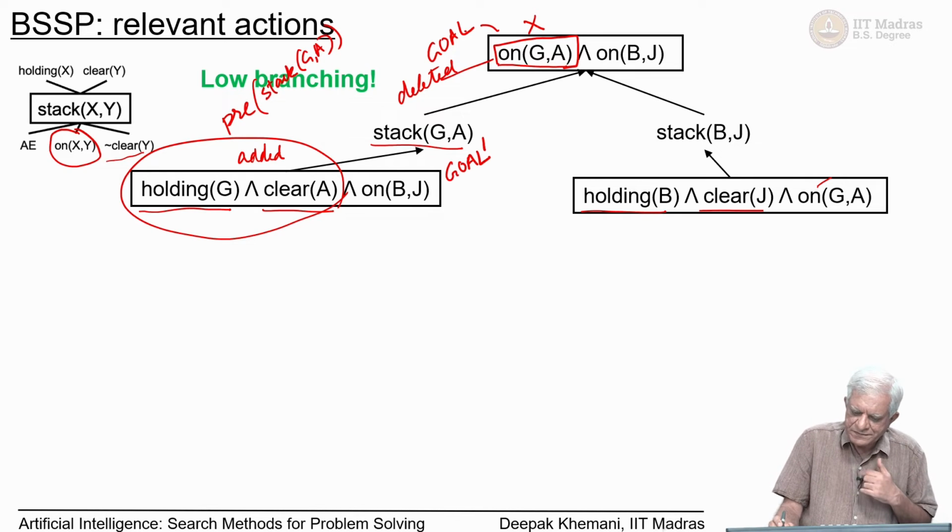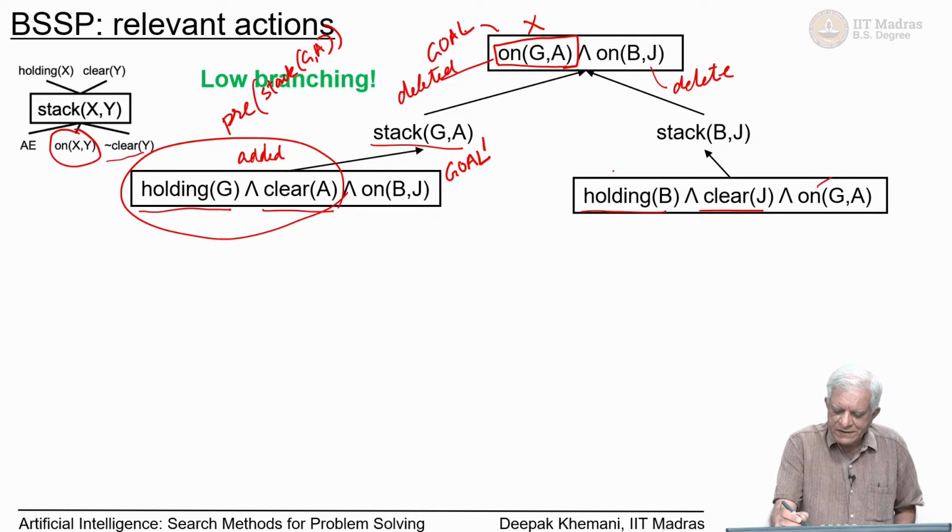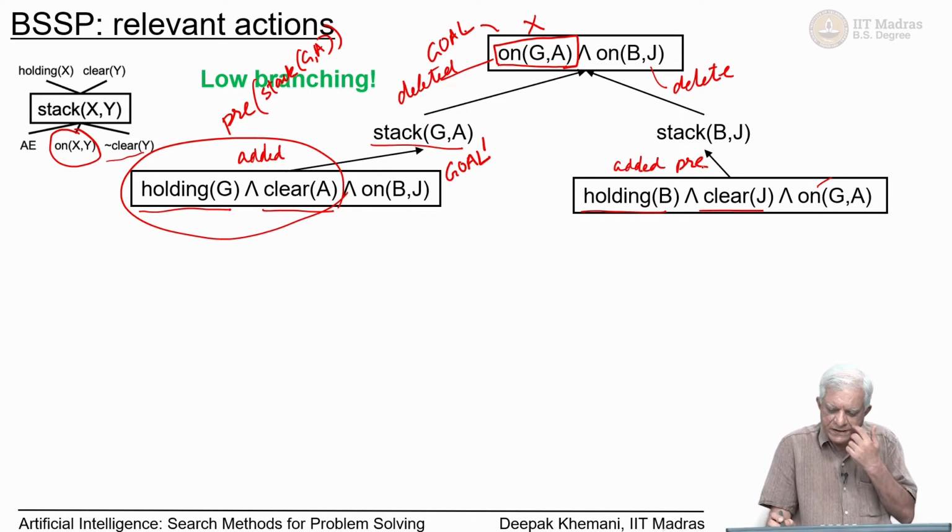to this, and you have deleted this one, on B J, but you have added the preconditions. So, that is the regression operator.